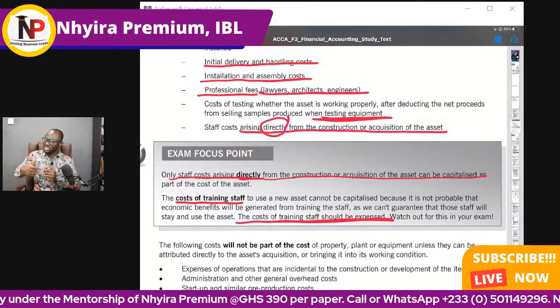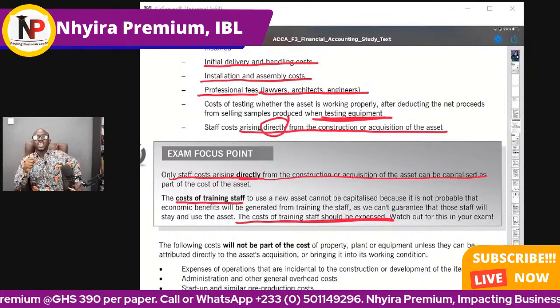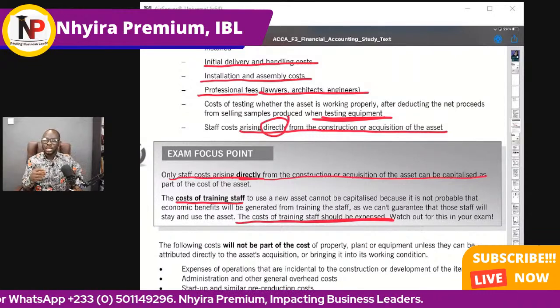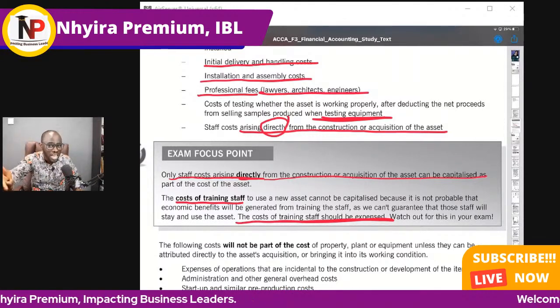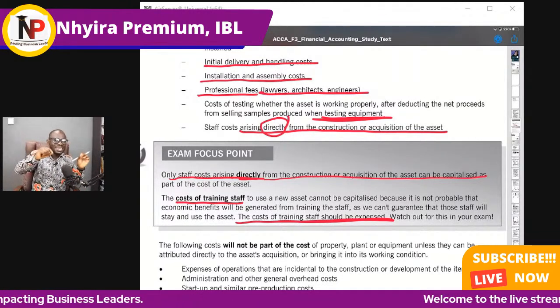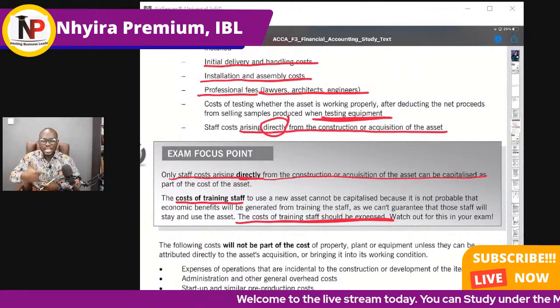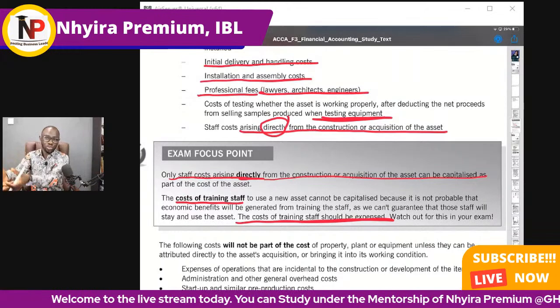But there are some exceptional cases, and this is exceptional. If the entity has a binding contract with the employees that they cannot leave the organization after a number of years, then in that case, the entity may, listen carefully, the entity may capitalize the training cost.